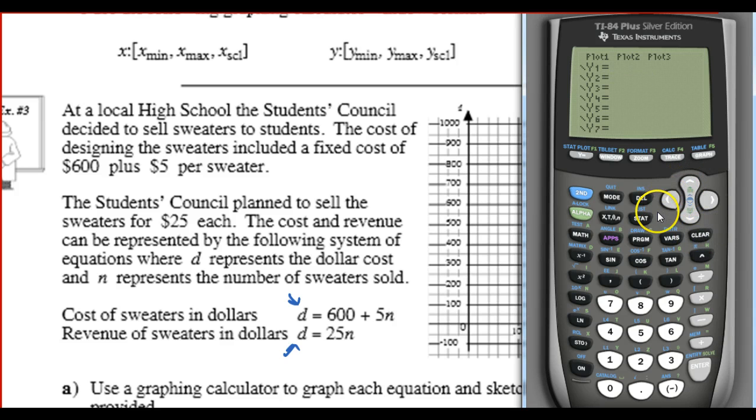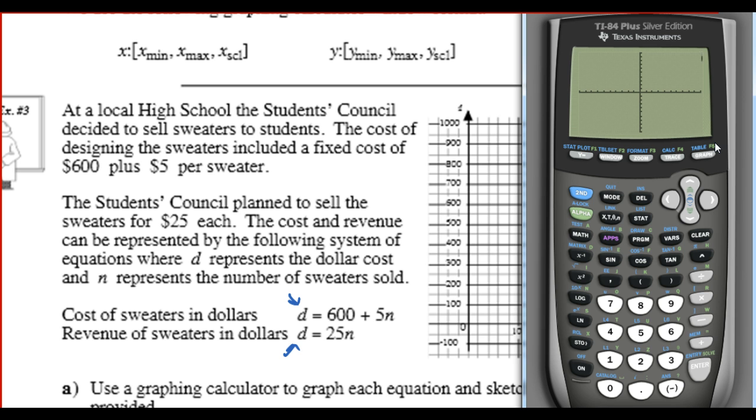Okay, so we have 600, and just because it's yx over here doesn't mean that you can't use this. Whatever the variables are, it doesn't matter, you can still put them into your y equals here, except this time D is going to be your y and your N is going to be your x, so plus 5x and 25x here.